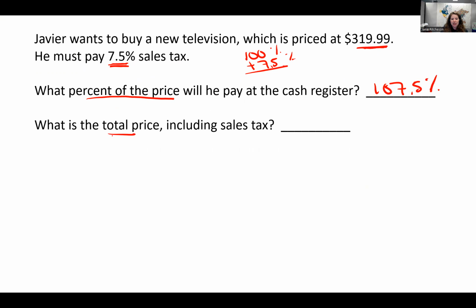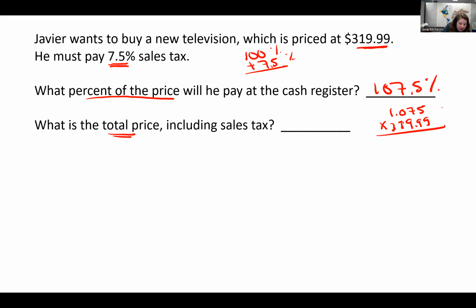So the total price, including sales tax, I'm going to turn this into a decimal. I'm going to move my decimal 2 places to the right, which is 1.0. Did I say right? I meant left. 2 places to the left. So 1.075 times 319.99. I'm just going to put all that in my calculator.